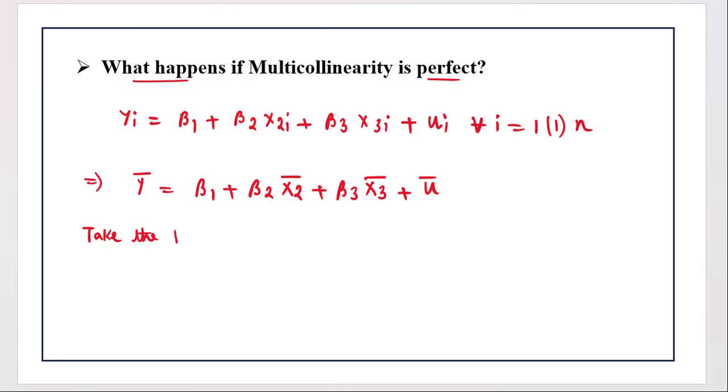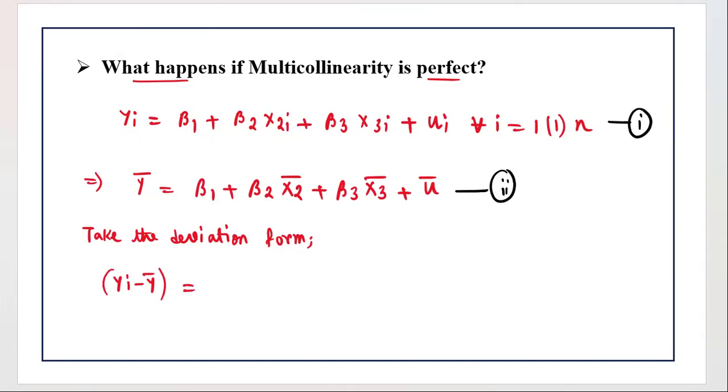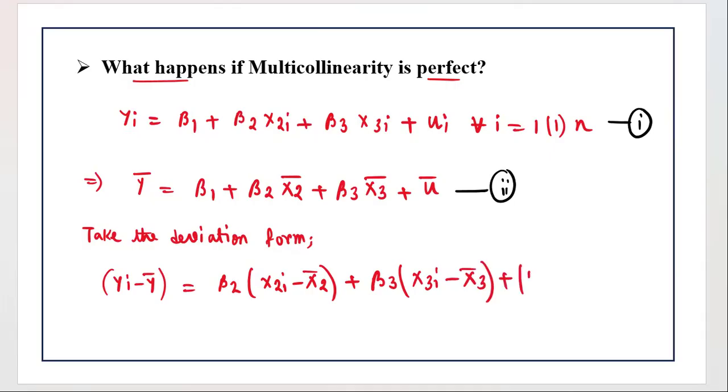What will be the deviation form? Simply take Y_i minus Y bar. Here you have the first original model, and this is what we got from the normal equation. Now, if you subtract 1 minus 2, yi minus y bar will be simply, this beta 1 will cancel out. Beta 1 will not be in the picture. So beta 2, then you have x2i minus x2 bar. Then if you take beta 3 common, you will have x3i minus x3 bar plus u_i minus u bar for all i, right? Now this we can express in another form.